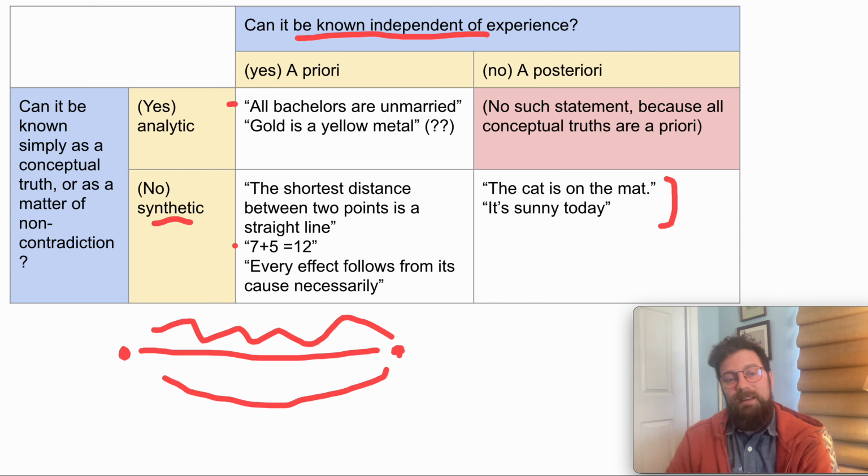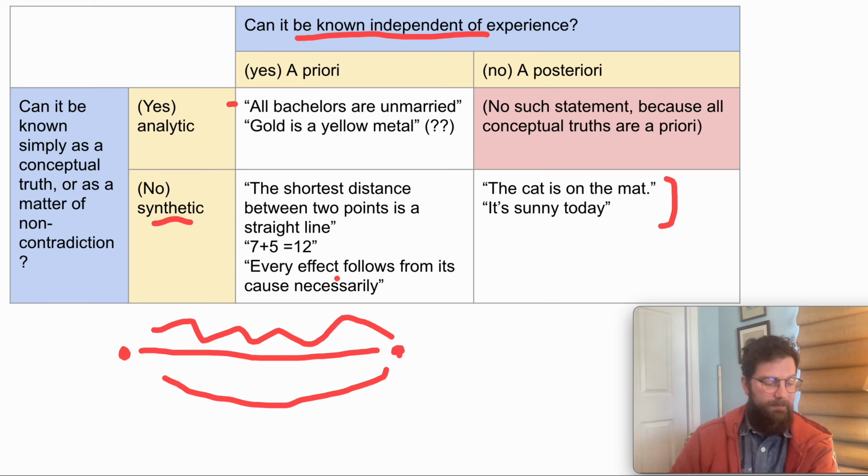Now, here's another one. Kant is going to tell us that every effect follows from its cause necessarily. Now, Hume taught us that the cause and effect relationship isn't just a conceptual truth. It seems more like something that might be true or it might not be true. So it's not a matter of non-contradiction. But Kant is also going to say cause and effect does seem to be a necessary relation, but it's a necessary relation that can't be learned through experience. So if it's a necessary relation, it needs to be a priori, but it's also not a simple conceptual truth.